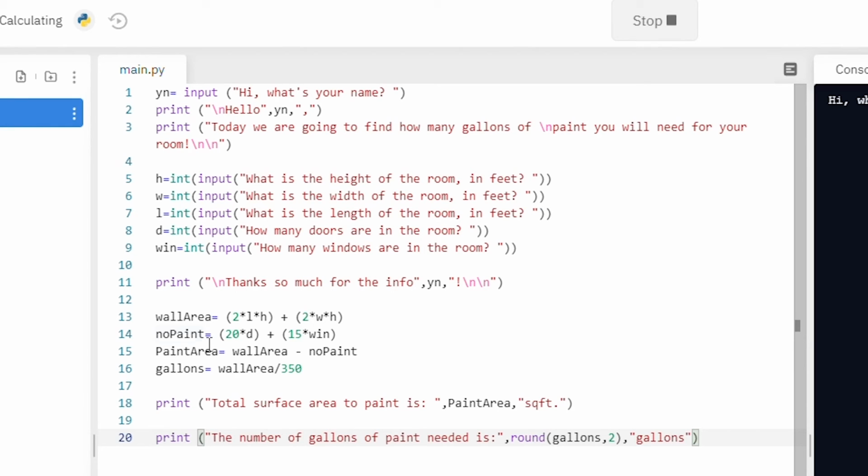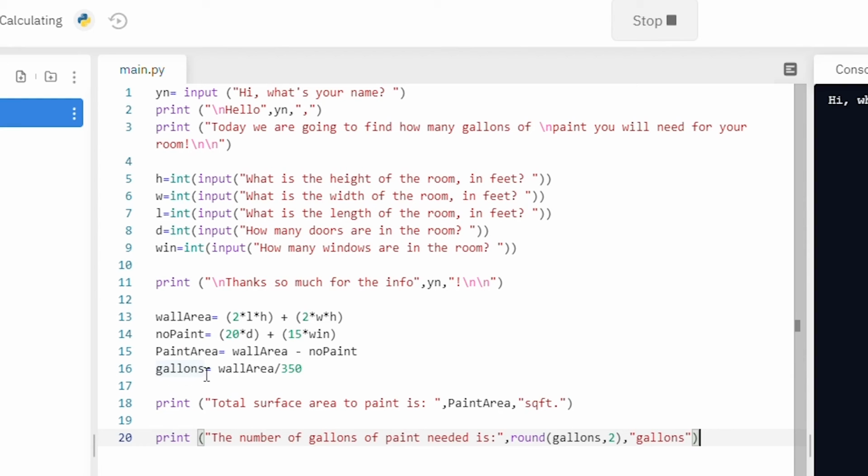Then we have 20 times D, which is the number of doors. The 20 represents the square footage of the door. Then we have 15 times Win, where 15 represents the square footage of a window. Then we add those two numbers together to get the area that we will not be painting.